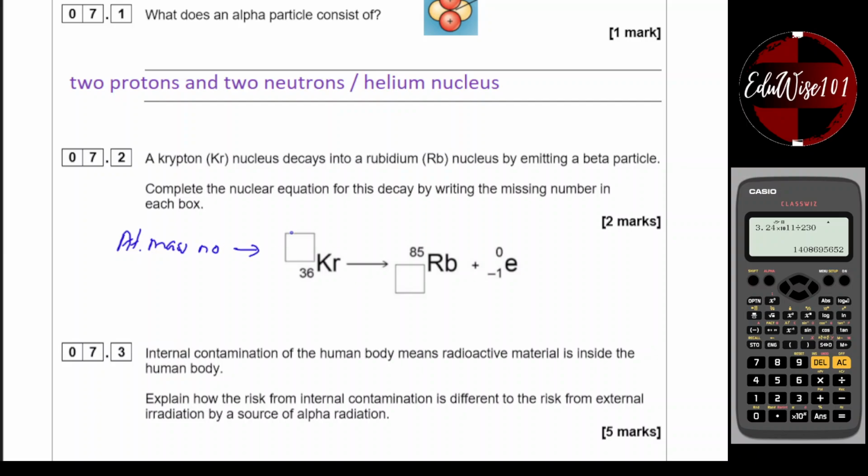Right, it should be balanced on both sides. So you've got 85 plus 0, so that would be 85 there. Now the bottom number is the proton number. Again, that should be balanced. Now here you've got minus 1, so this should be 37. So 37 minus 1 should give you 36.